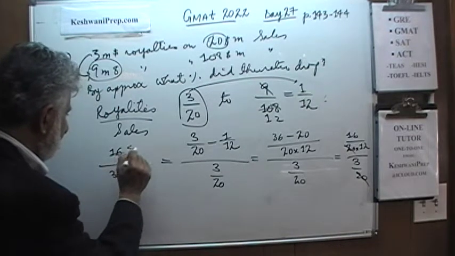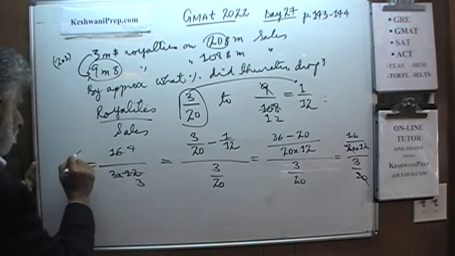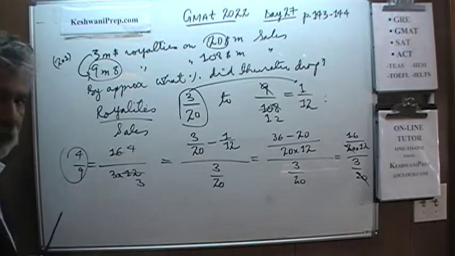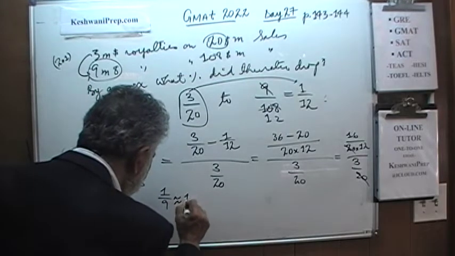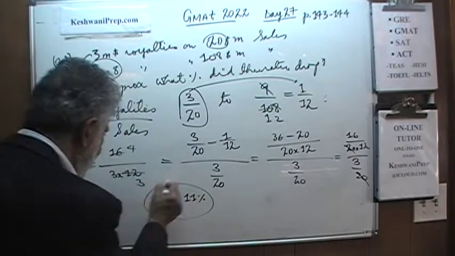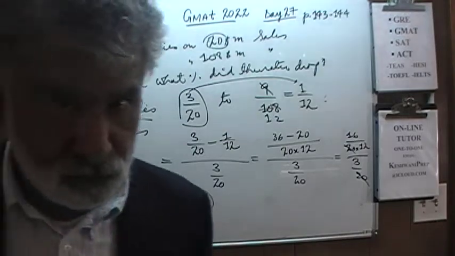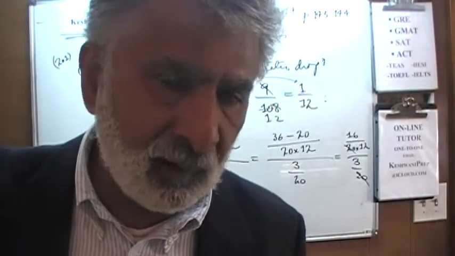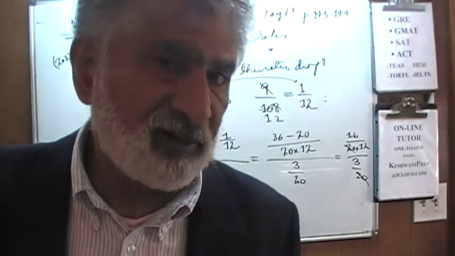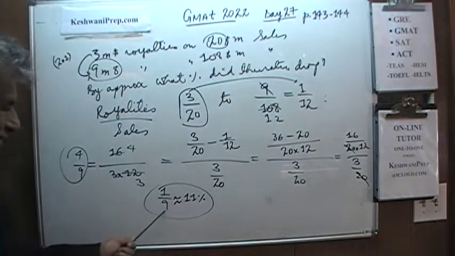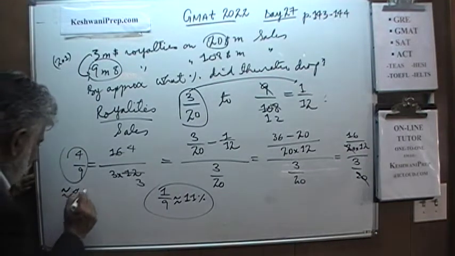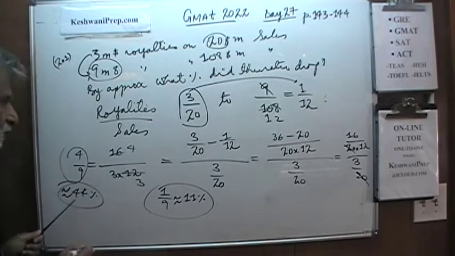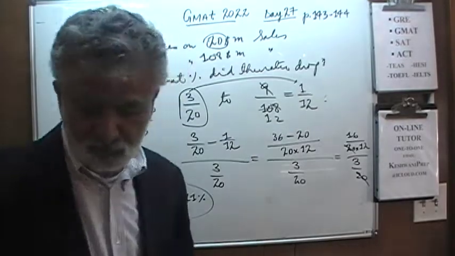That's going to be 3, that's going to be 4, so we end up with 4 ninths, and we know 1 ninth is approximately 11%. And when I say we know, I mean you should know. 1 ninth is approximately 11%, 1 eleventh is approximately 9%. 1 ninth is approximately 11%, therefore 4 ninths is going to be about 44%. And therefore the answer is, oh, I erased it, the answer was 45.